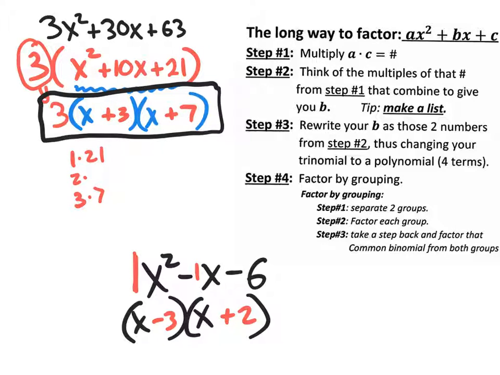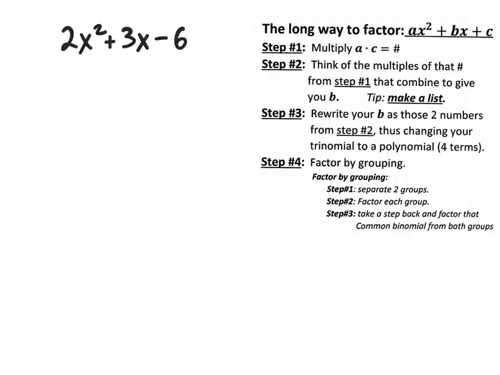Okay? Let's take a look at this last one. Could I actually factor out a GCF here? Yes or no? No, I can't. You can't pull out a 2. You can't pull out a 3. You can't even pull out an x. So we're forced to do the long method, right? What is step 1 on the long method? A times c. And what do we get when I multiply 2 times negative 6? Negative 12. So negative 12 is the answer to step 1. A times c is negative 12.